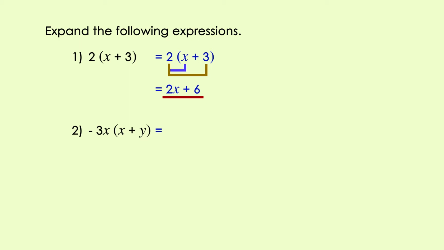Boys and girls, let us try one more question together. Our first step is negative 3x multiplied by x, and the next step is negative 3 multiplied by y. So, our answer is negative 3x squared minus 3xy.